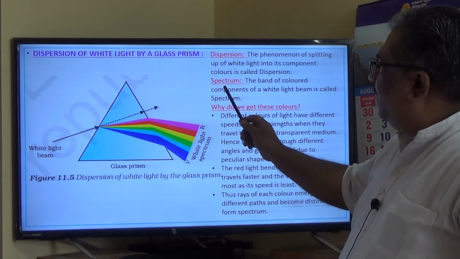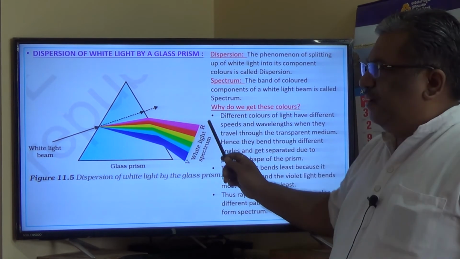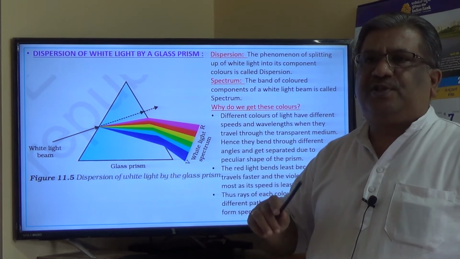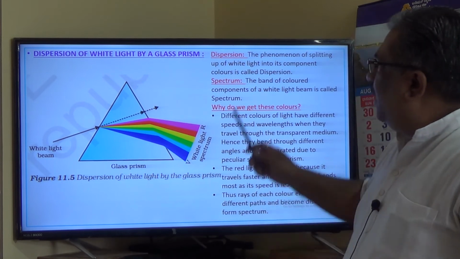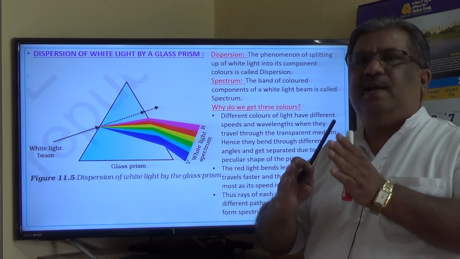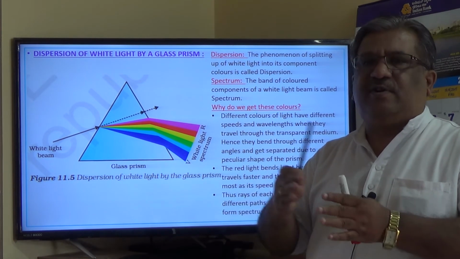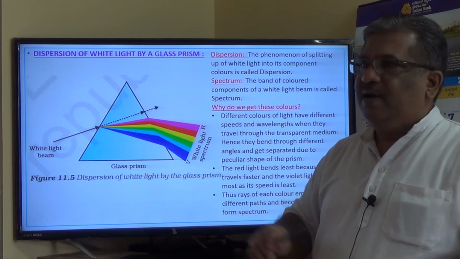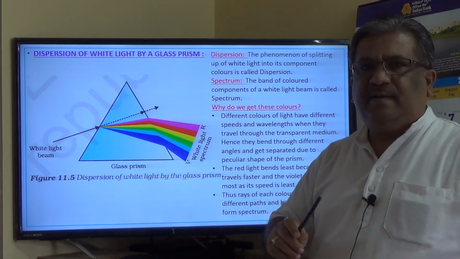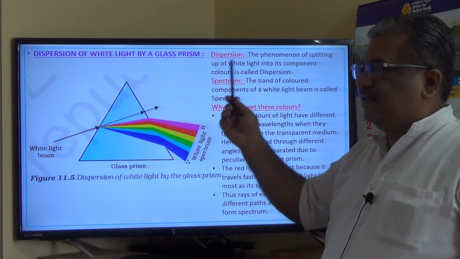Okay, so we understood what the spectrum is. The band of constituent colors of white light is called its spectrum. And what is dispersion? Splitting up of white light into its constituent colors is called dispersion. Dispersion is a phenomenon, and the spectrum is the result of the dispersion.